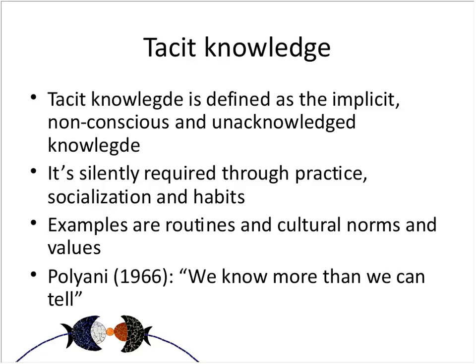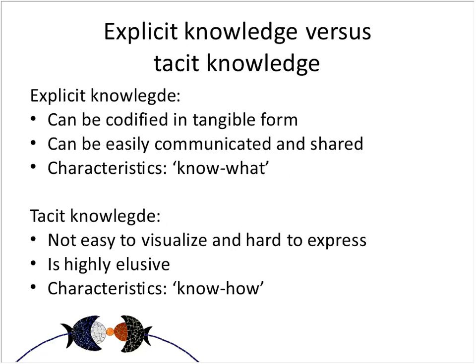So that's what I like very much about tacit knowledge, and at the same time it's a very difficult term, in fact. Let me put it against explicit knowledge. Explicit knowledge can be codified in a tangible form. It can be more easily communicated and shared, and it's more the characteristic of the know-what. While tacit knowledge is not that easy to visualize, it's quite hard to express, and it's even highly elusive, and it's more about the know-how. Let me put just an easy example from our field, our intercultural field.